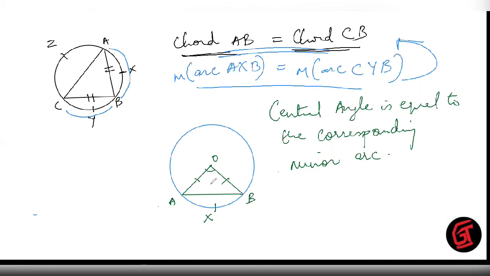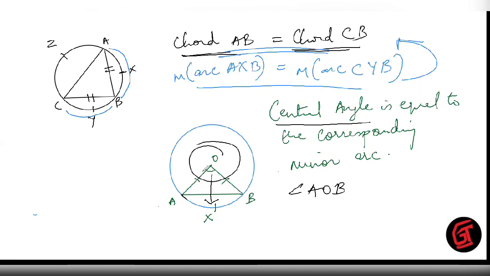Now what does it mean? There is a central angle here, angle AOB. Can you see there is an angle AOB here? Because this angle passes through the center of the circle, it is called a central angle. Whatever arc this central angle corresponds to, what is the arc it is corresponding to? Arc AXB. It is not corresponding to the major arc. It is corresponding to the minor arc.